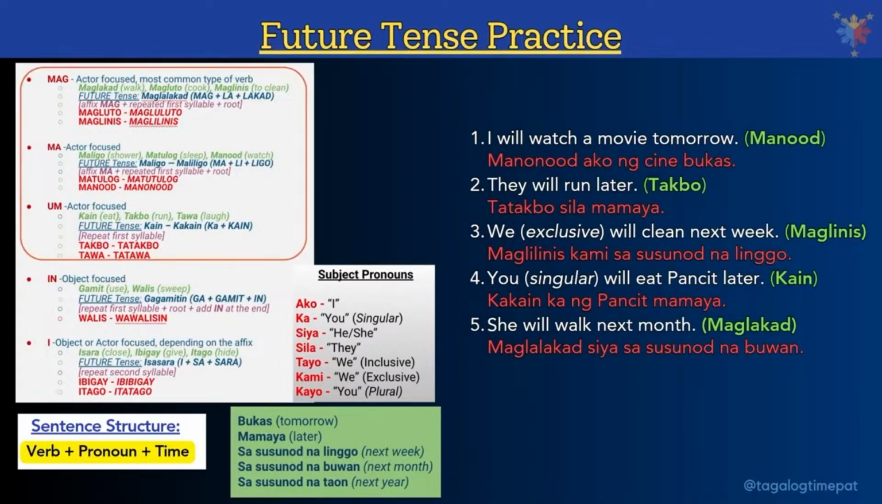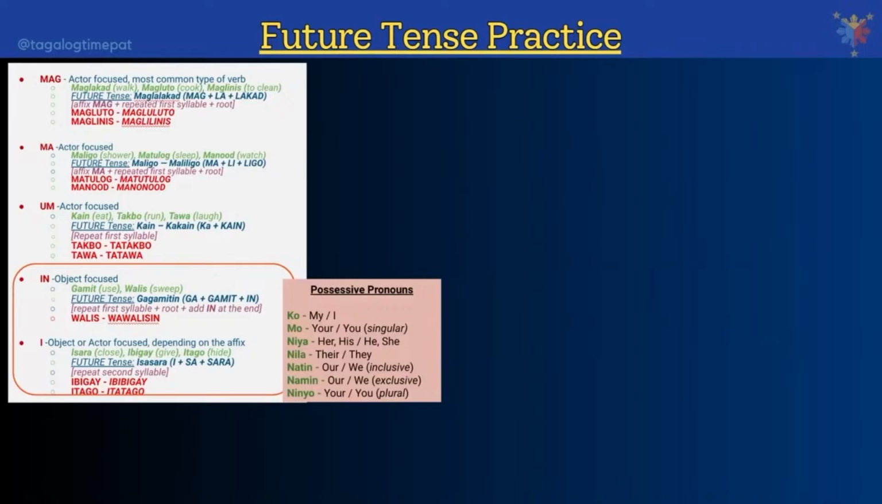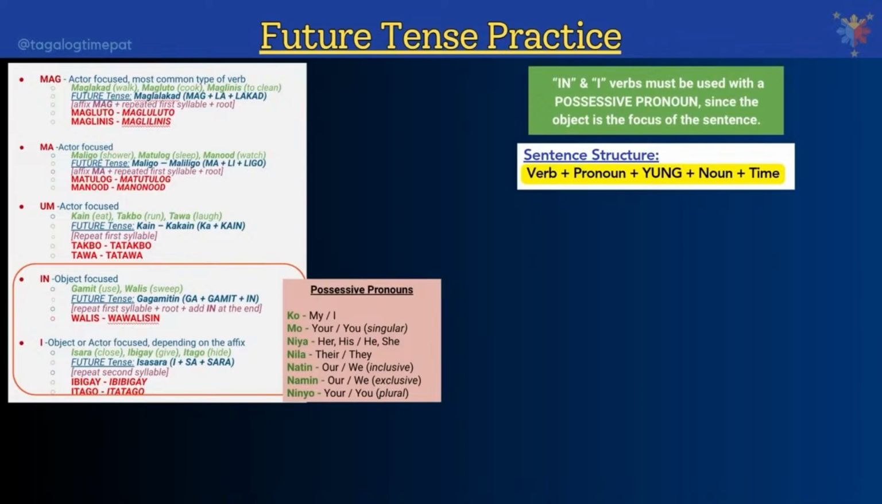Again, these examples focus on the mag, ma, and verbs. Since they are actor-focused, we can use subject pronouns. But if we want to use in or e verbs, we actually have to use possessive pronouns. Remember, when we are using object-focused verbs, we have to use a possessive pronoun because it's almost like the subject or the person is in possession of that object. And the sentence structure is verb plus pronoun plus the word yung, which means the. Then it's the noun, then it's time.